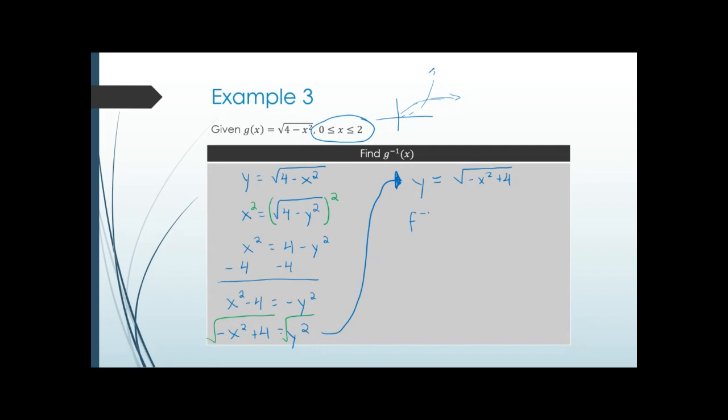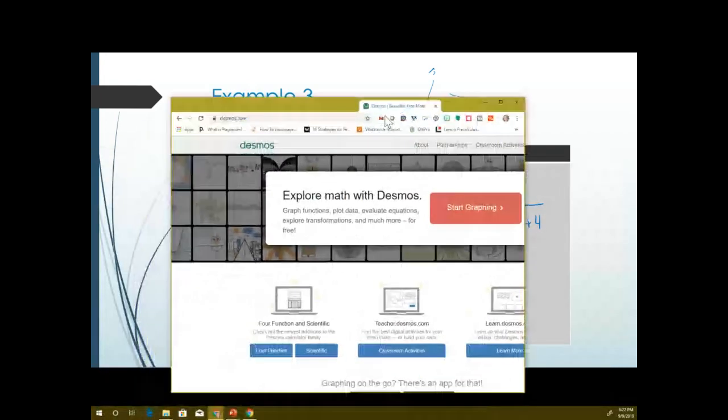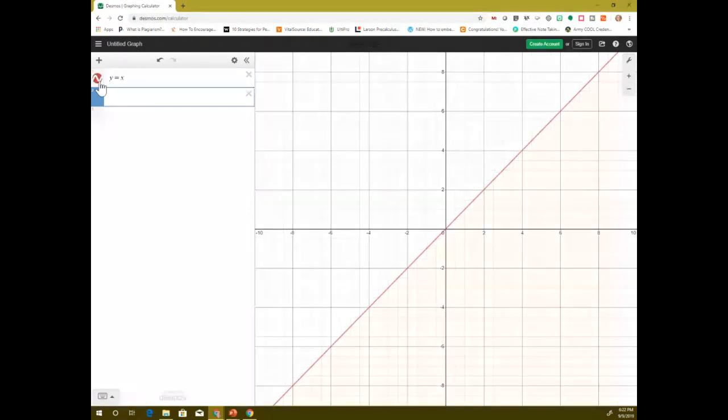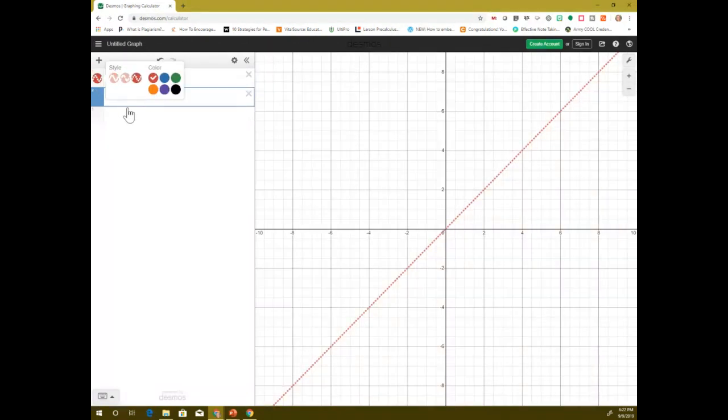And then I'm going to replace that with our symbol. So we have f inverse of x equals square root of negative x plus 4. So I'm going to try to bring up a graph of that so that you can see how that works. And I'm actually going to graph y equals x because that's our line of reflection for inverses. So I'm going to just make that dotted.